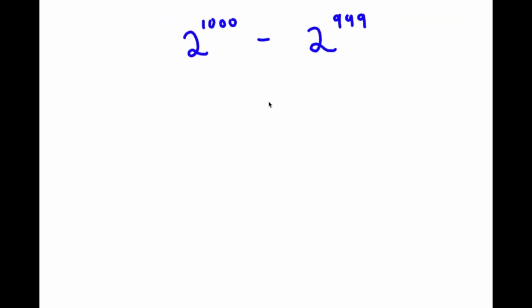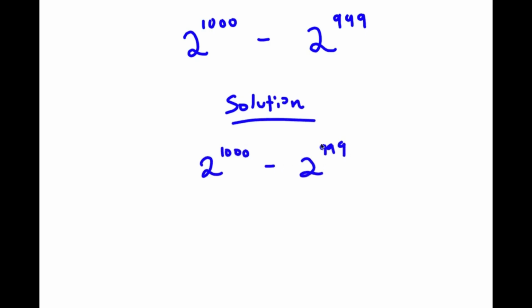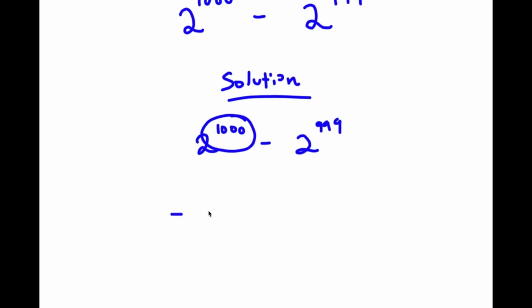Alright, so in this problem, I have 2 to the power of 1000 minus 2 to the power of 999. So to solve this, for my solution, first start with 2 to the power of 1000 minus 2 to the power of 999. Now, I'm going to rewrite 1000 here as 999 plus 1. So now I have 2 to the power of 999 plus 1 minus 2 to the power of 999.